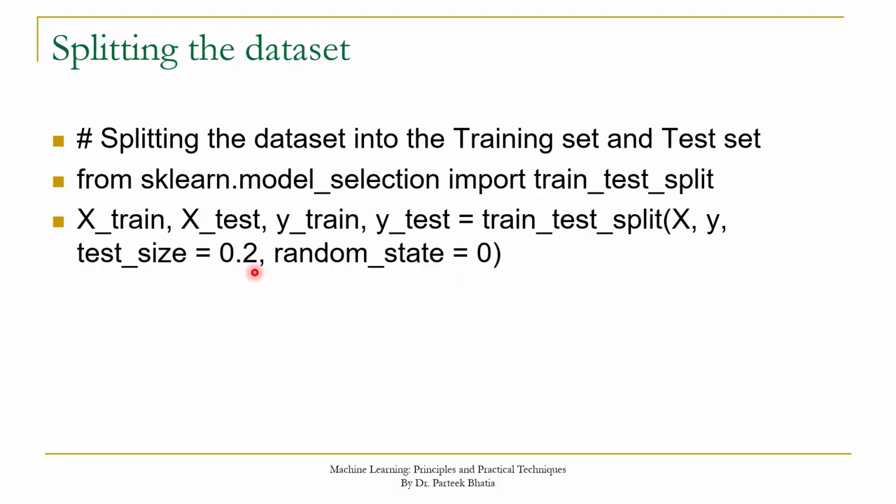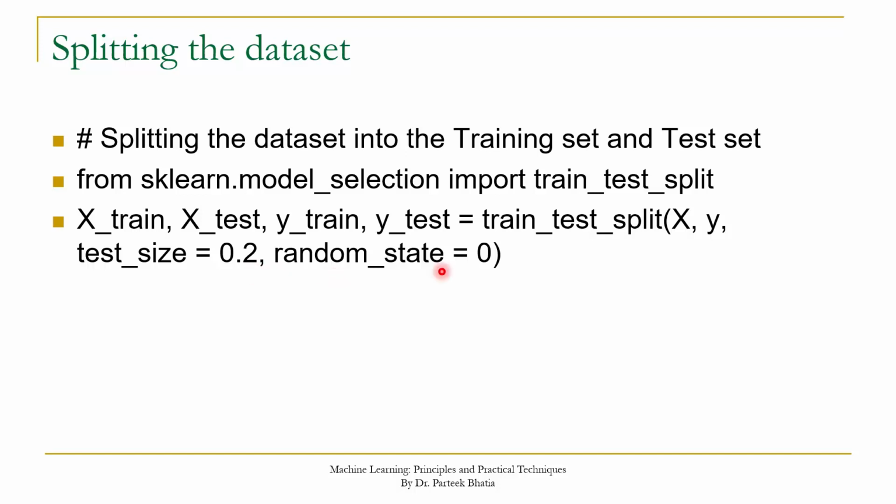Test size 0.2 means we are using 20% of the dataset for testing, while 80% will be used for training. In our dataset we have 50 records of companies. It means 40 records will be used for building the model, while 10 will be used for testing the model.